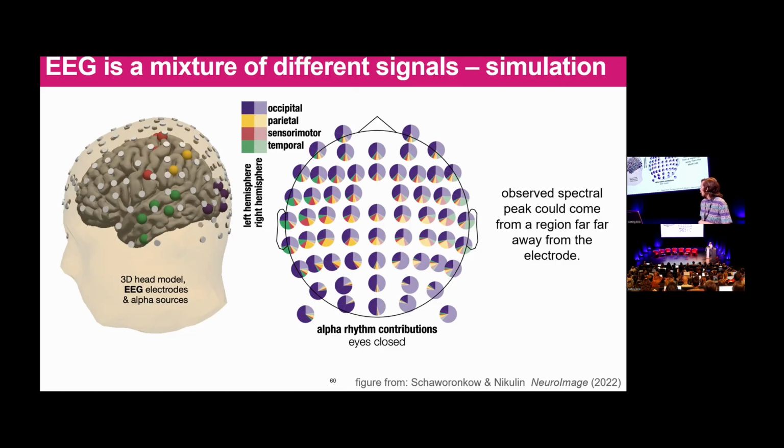This is for the eyes closed case, where these contributions are the strongest. It's a little bit of making people aware that this could happen. It's less shocking in other cases, I would say. But the takeaway here is that the observed spectral peak that you measure with your spectrum could also be very far from the actual electrode. So, things to keep in mind.